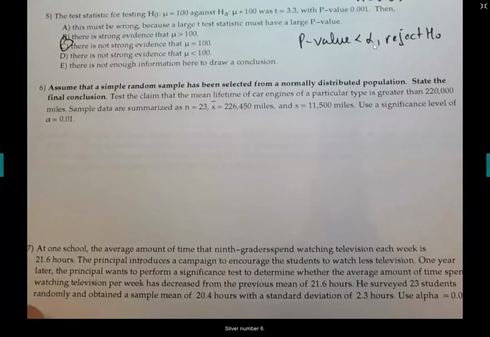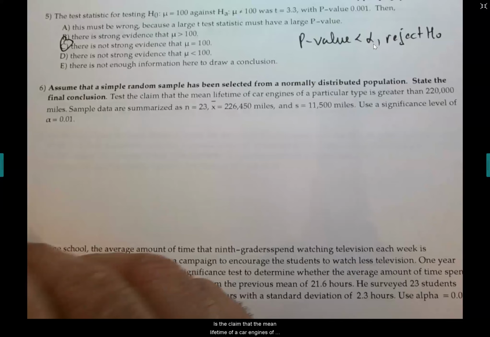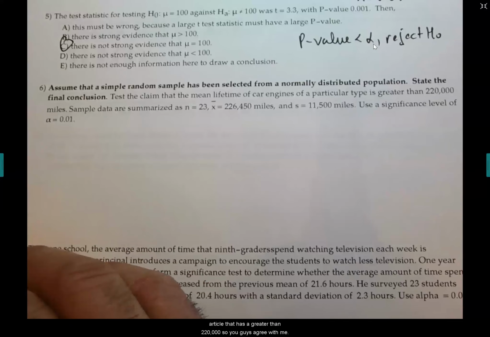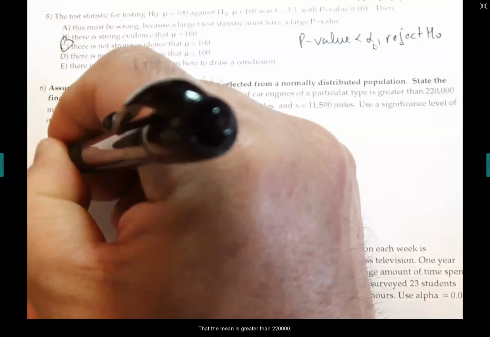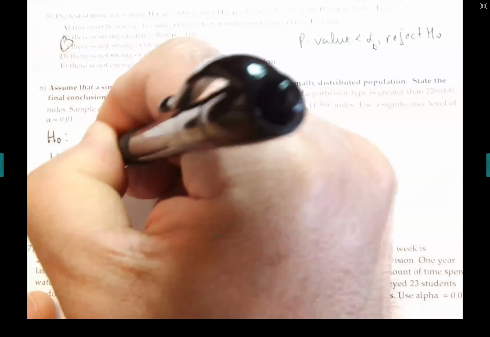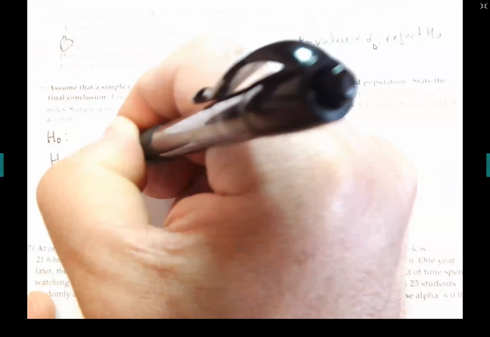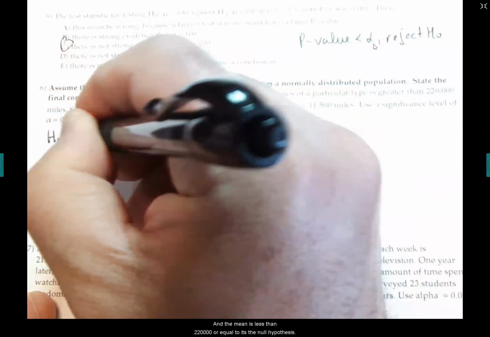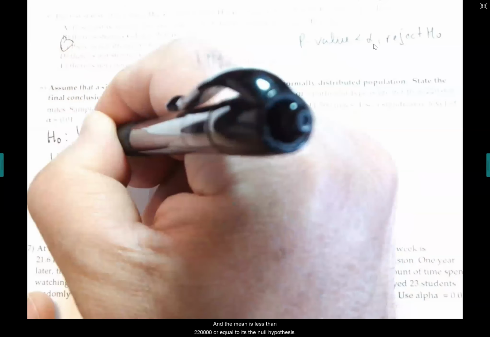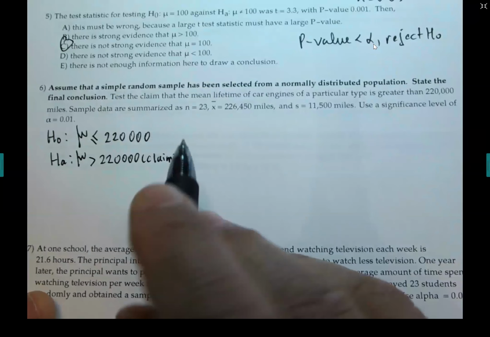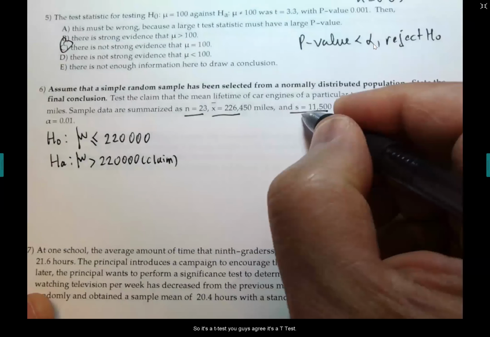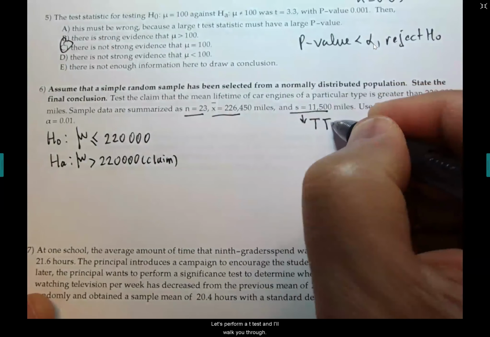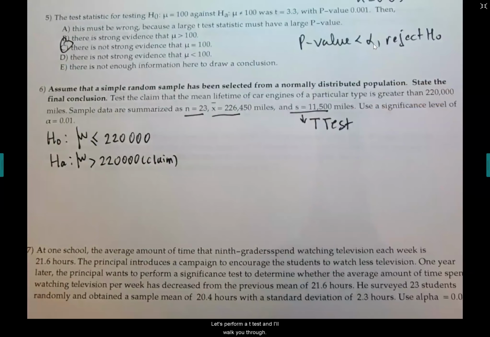So for number 6, test the claim that the mean lifetime of car engines of a particular type is greater than 220,000. So you guys agree with me that the mean is greater than 220,000. That's the claim. And the mean is less than 220,000 or equal to, it's the null hypothesis. And we got that data summary. So it's a T test. You guys agree it's a T test? Okay, let's perform a T test and I'll walk you through the steps.